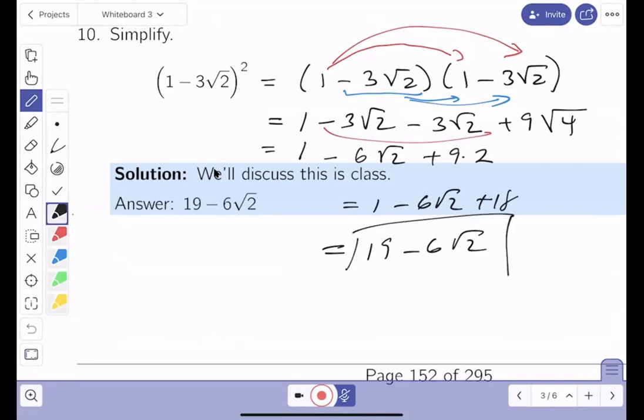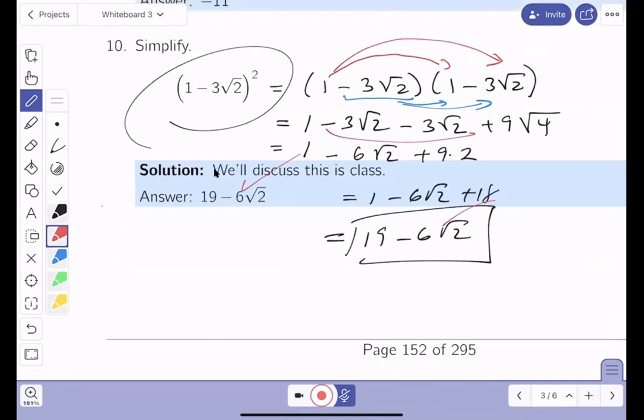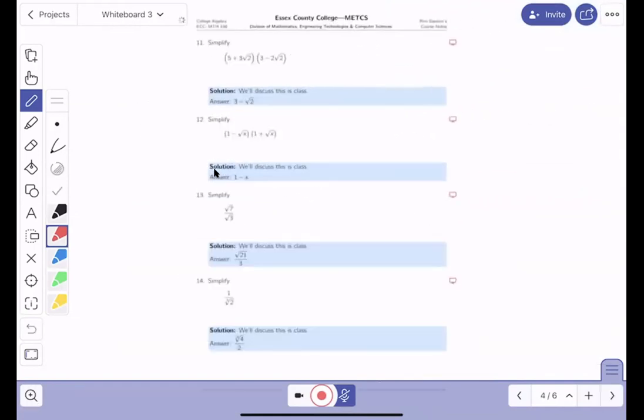Now here's the deal. I've got to be honest with you. Some students can look at that and write the correct answer down. Most students can't. Please do the work. Let's check, see if we got the right answer, though. We got the right answer. Let's go to number 11.